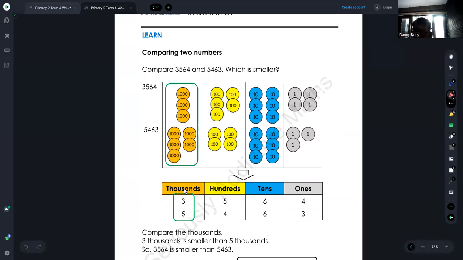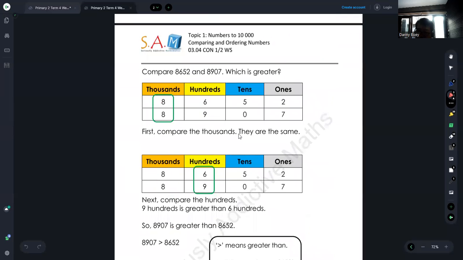So in this case, it's thousands. That means 5,000 is greater, right? 5,000 is greater. So the whole number 5,463 is greater than 3,564. Right, use this method to teach them.